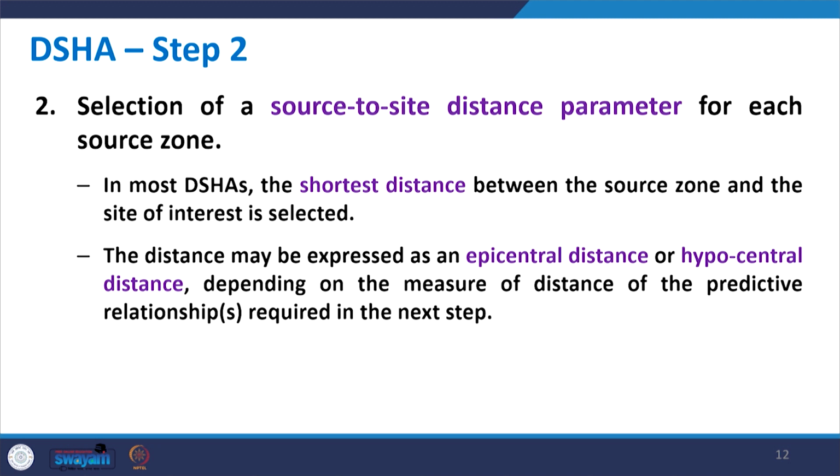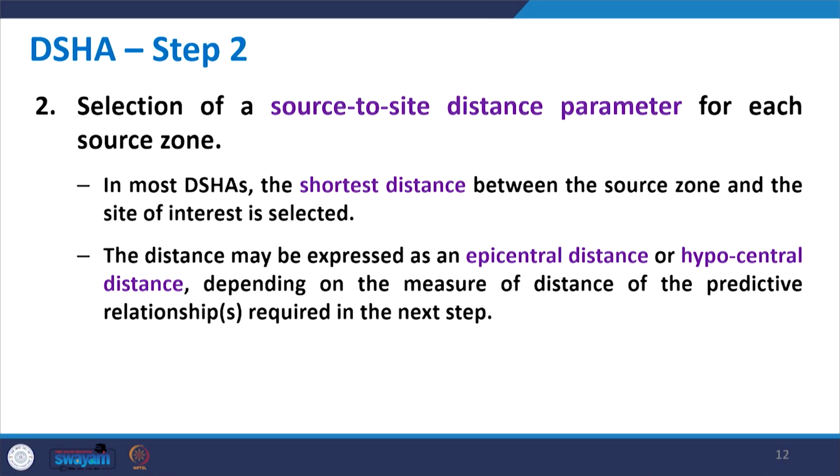So, what is the shortest distance? Because the shortest distance will give the worst case. I mean the source may be a little long, let us say some fault is there, and the fault has different distances from our site, but the shortest distance will be of our concern. And this distance may be expressed as an epicentral distance or hypocentral distance, depending on the measure of distance of the predictive relationship required in the next step.